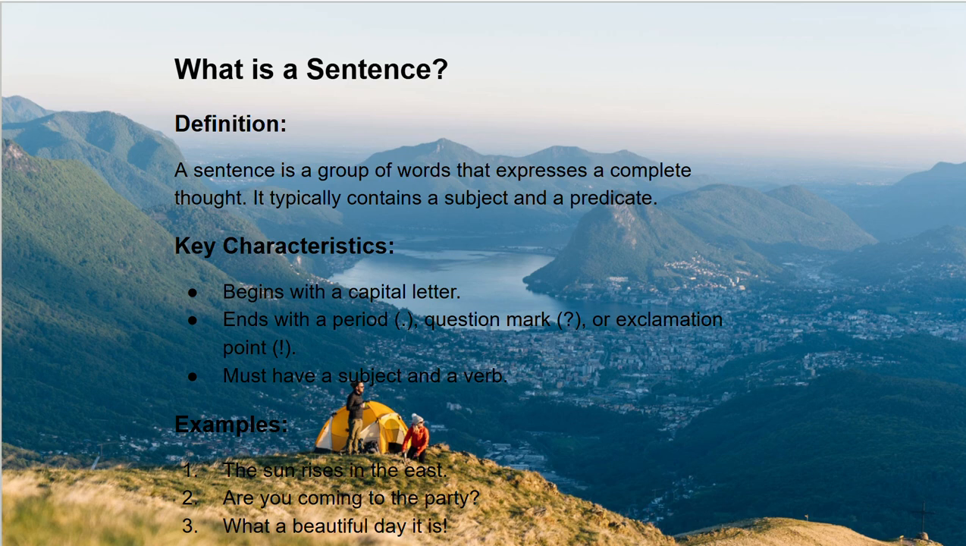A sentence must have a subject and a verb. It means when we make a sentence, subject and verb are the main theme of our sentence. For example, the sun rises in the west. Here the sun is the subject and rises is the verb. Object is optional in a sentence. Another example: are you coming to the party? Here, you is the subject, coming is the verb, and to the party is the object.